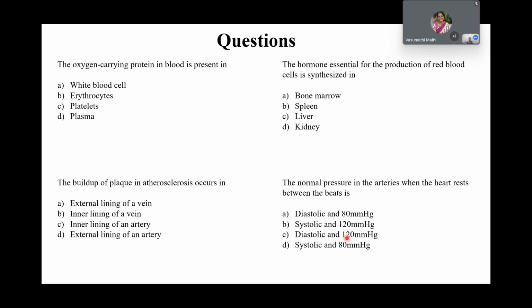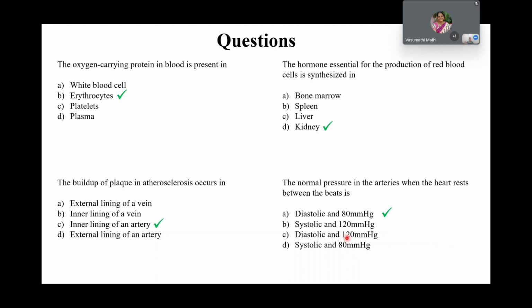Yeah. So the first one is the oxygen carrying protein. Could you guess the name of the protein? Like which one was the protein that is actually carrying the oxygen? Hemoglobin. Hemoglobin had iron sites which were binding to four oxygen molecules, and that is present in the red blood cells, or the erythrocytes. Next, the hormone which is essential for the production of red blood cells.